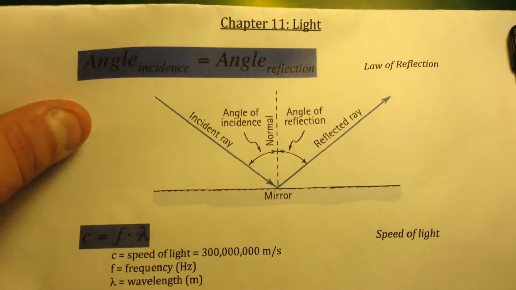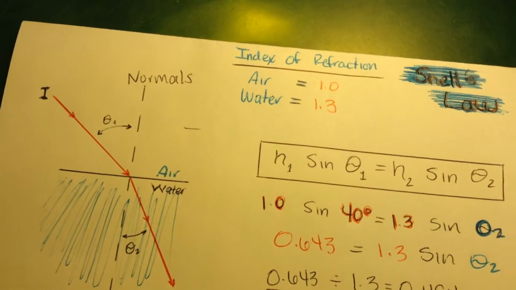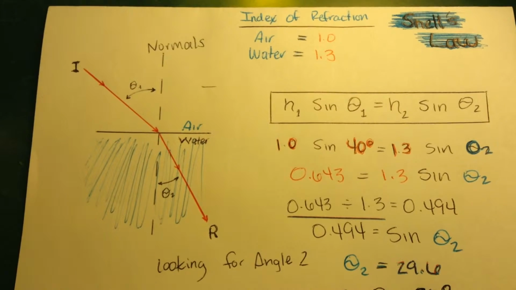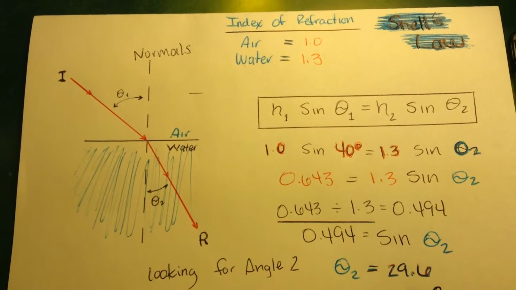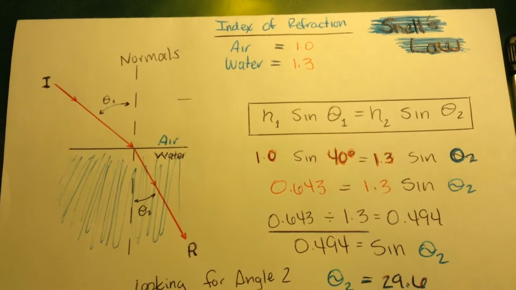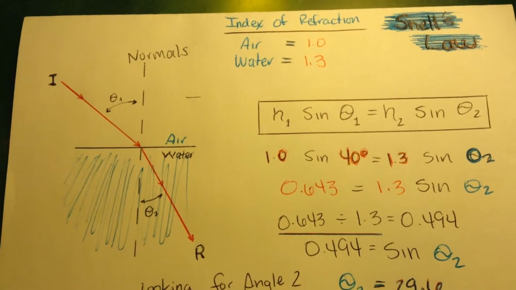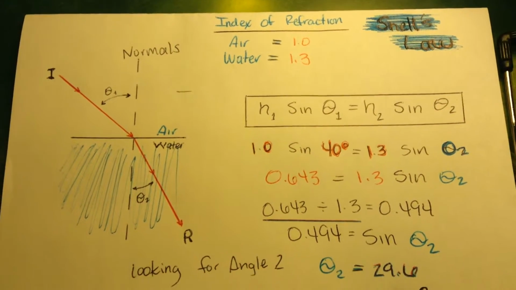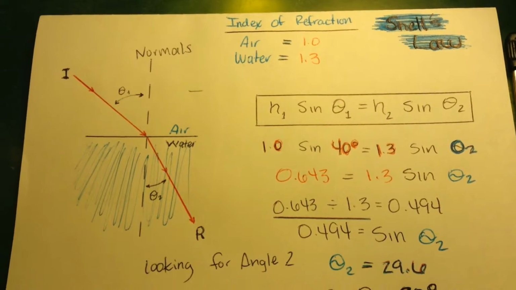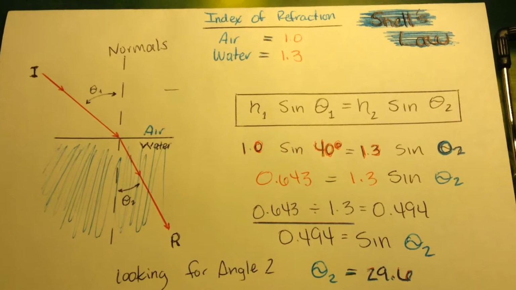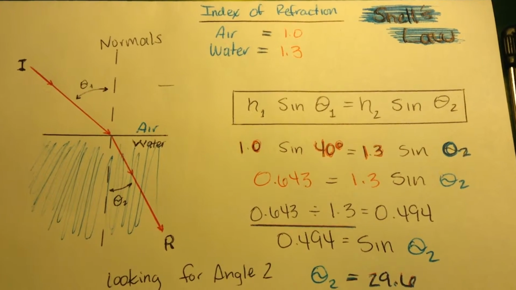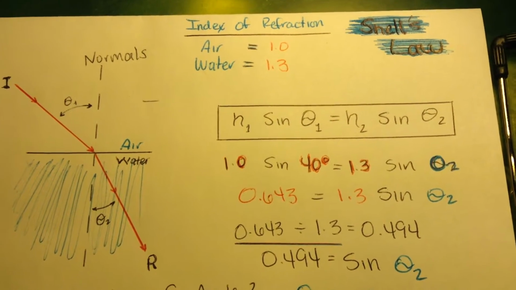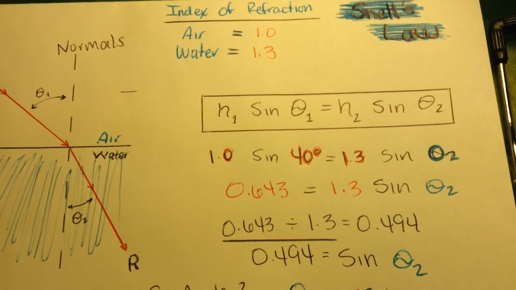Well, upon investigating on the internet and trying to find a useful formula, I found Snell's law. Now, Snell's law helps explain how light moves from air, which has an index of refraction of 1.0, into water, which has an index of refraction of 1.3. The formula is n1, the index of refraction for medium 1, times sine of theta 1, is equal to n2, the index of refraction of medium 2, times sine of theta 2.